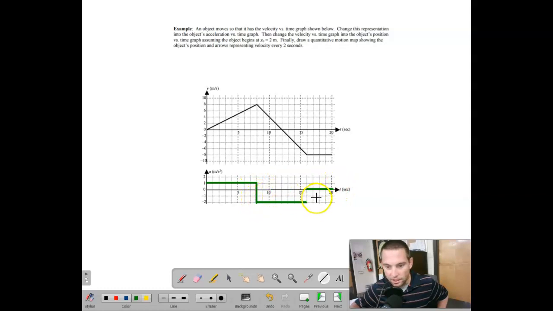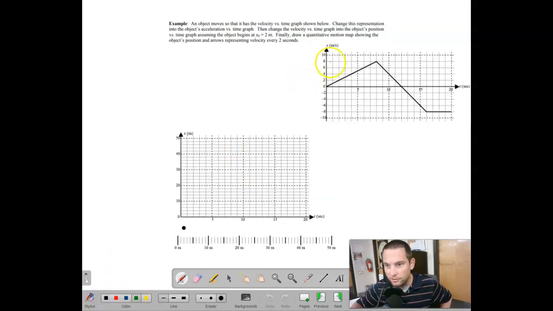Remember, you have the option to put in these vertical lines, but you do not have to. I kind of like them because it just makes the graph feel more complete, but really it's not necessary. All right. Nice and easy.